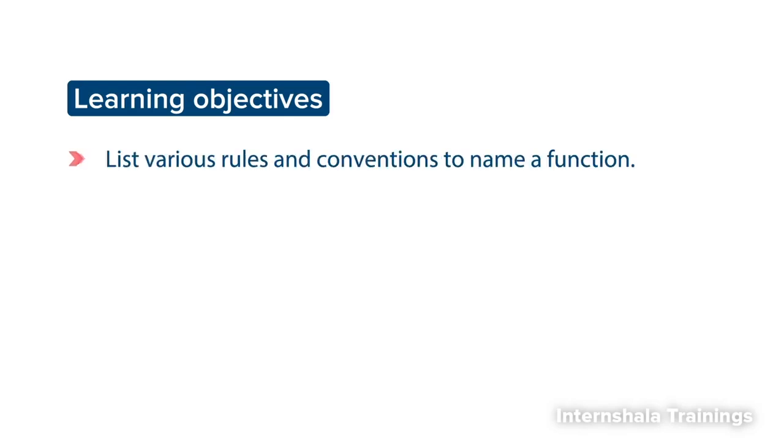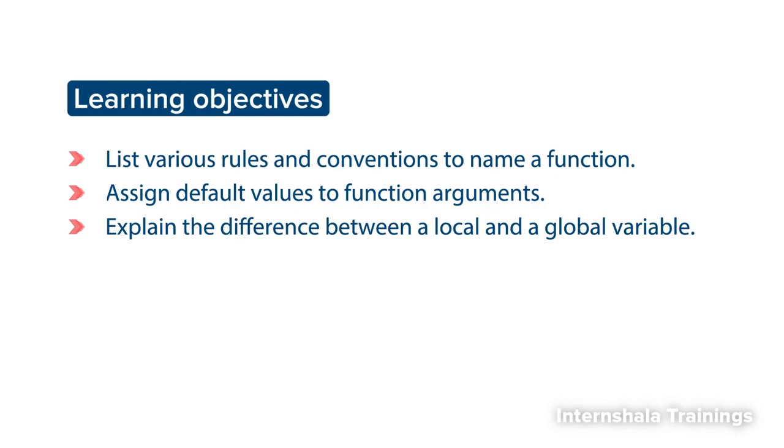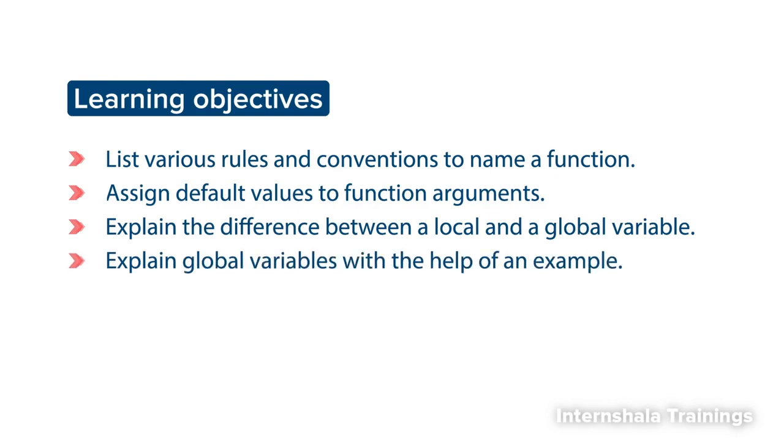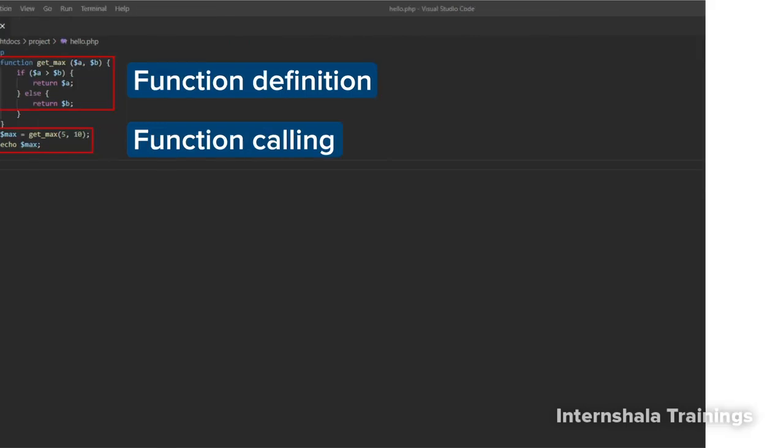After going through this video, you will be able to list various rules and conventions to name a function, assign default values to function arguments, explain the difference between a local and global variable, and explain global variables with the help of an example. In the previous video, we learned about functions: how to define them, what the different parts that make a function are, and how a function is executed.